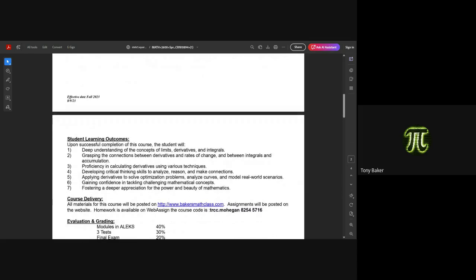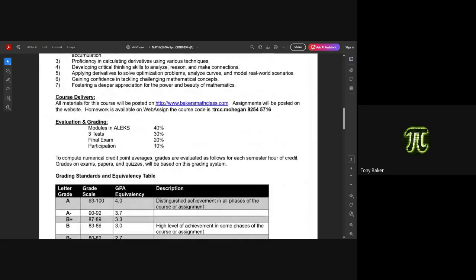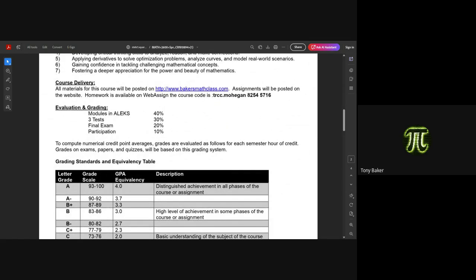So, all right. Basic grading, 40% of the modules in ALEKS. There is 5 modules. One's the prereqs, chapters 2, 3, 4, and 5. Each one's basically 10%. There's 3 tests, 10% each. Your final exam is 20%, and participation is 10%.